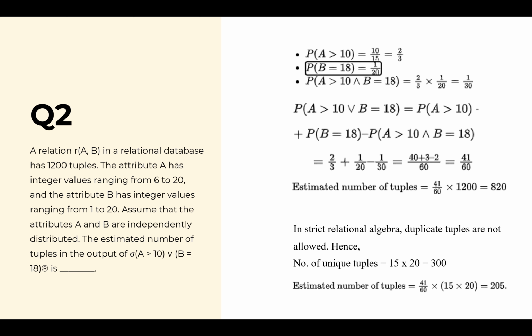So here we have used the probability formula. First we have calculated the estimated number of tuples, which comes out to be 820. So this is strict relational algebra, duplicate tuples are not allowed. So to find the number of unique tuples, we multiply 15 into 20, which is 300. So the total estimated number of tuples is 41 by 60 into 15 into 20, so the final answer is 205.